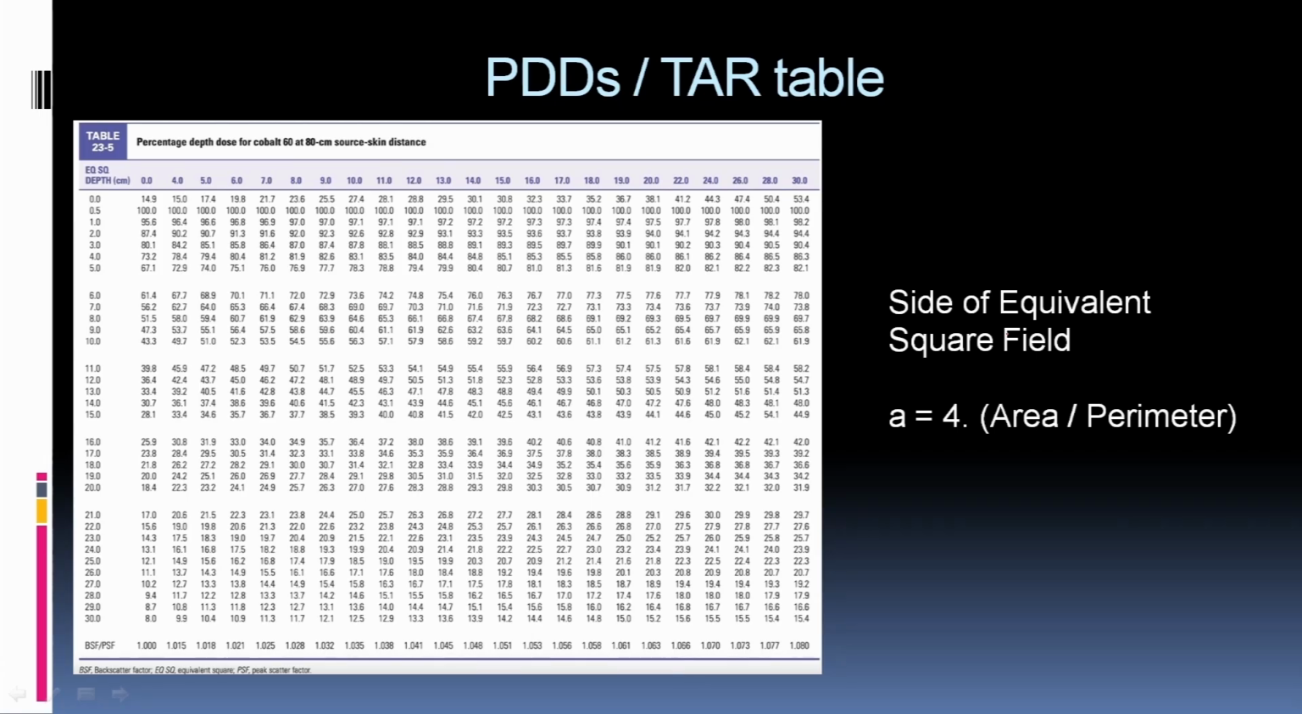Now you can see this is the percentage depth dose table for cobalt 60. So we know that PDD is a function of energy, field size, depth, and the SSD of the machine. Here cobalt 60 is the energy, and 80 centimeter source to surface distance is mentioned here. So it is SSD, and you can see this is the field.